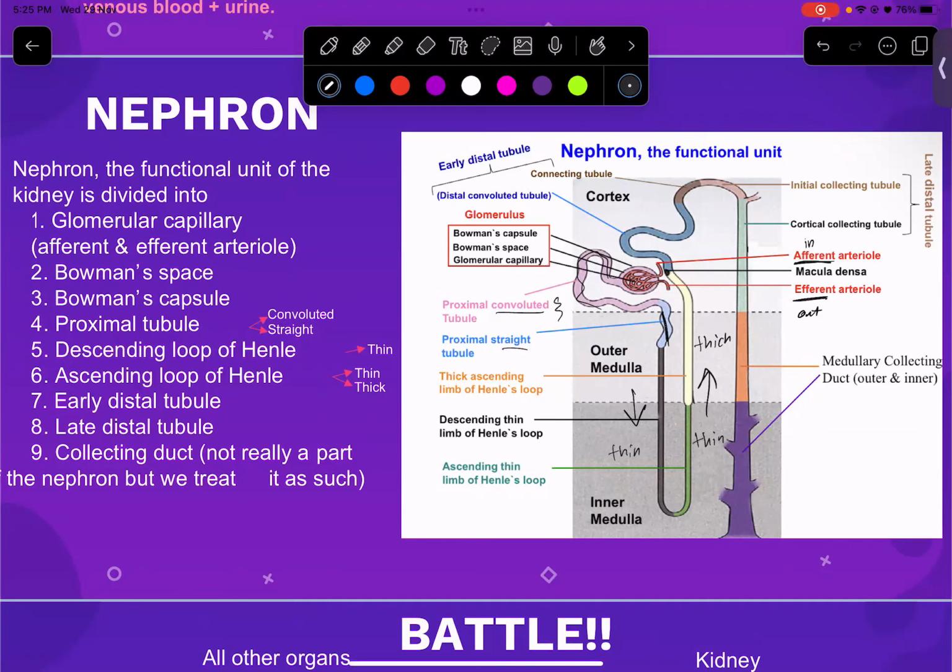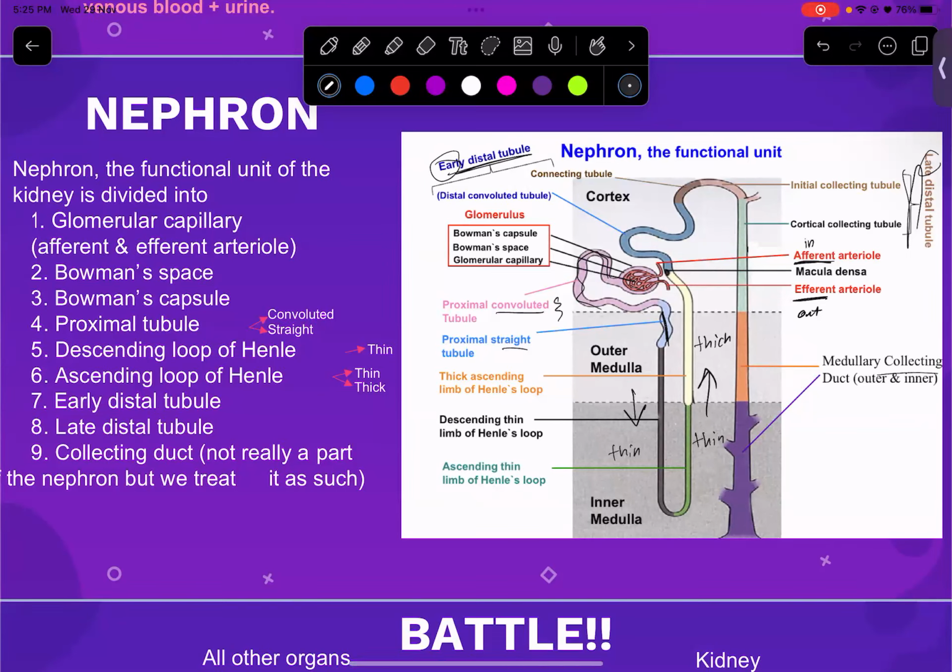After that, we have the early distal tubule and the late distal tubule. So this is the beginning, early distal, and then this is the late distal. You guys will see that we have some extra names and labels on the side, but I honestly don't want you to focus on these a lot because they're not really important for physio. You will go over them in much more detail in histo, and it would all make sense there. But for now, just remember that we have early distal tubule and late distal tubule, okay?